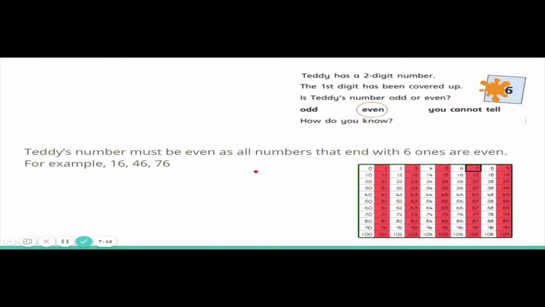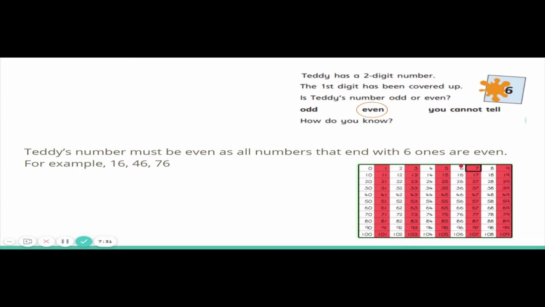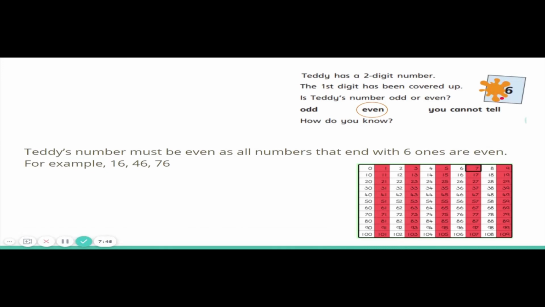Let's have a look at the answer together. Teddy's number must be even, as all numbers that end with 6 ones are even. So if you look at Teddy's number, it ends with 6 ones. If we go to our grid, all the numbers that end in 6 are even. They are white. I could split them into 2 equal groups, and they are in the 2 times table. For example, the number 16, that is even. Number 46, that's even. The number 76, that's even. So it doesn't matter that I can't see his tens column. I know it's an even number.